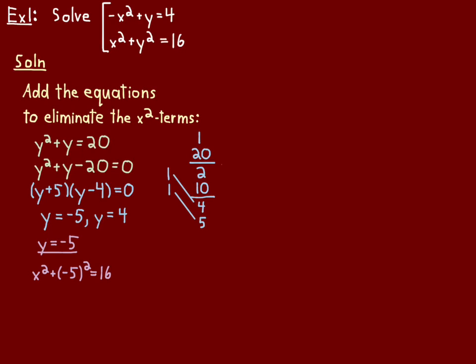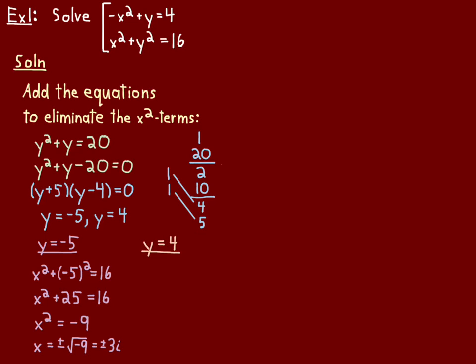So I'm just plugging this into the first equation here. Plugging negative 5 in for y and solving. You can use either one. I just decided to use the second equation. And you get x squared plus 25 equals 16, which gives you x squared equals negative 9, and that gives you x equals plus and minus square root of negative 9, which is plus and minus 3i. It does have to be simplified like that, plus and minus 3i.